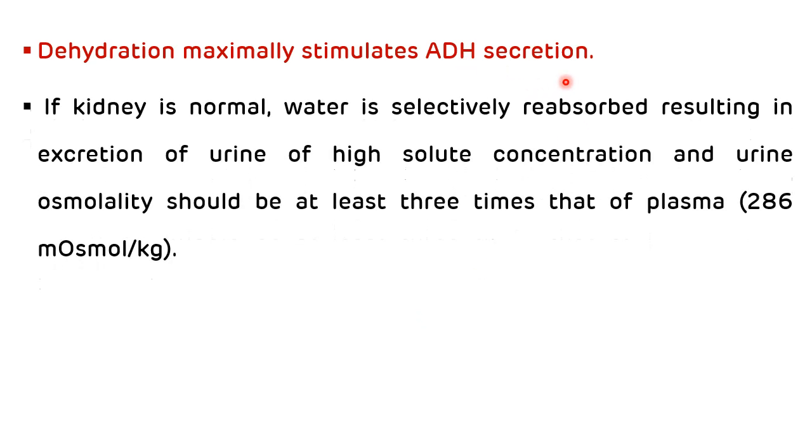Dehydration maximally stimulates ADH secretion. If the kidney is normal, water is selectively reabsorbed, resulting in excretion of urine of high solute concentration, and urine osmolality should be at least 3 times that of plasma, that is 286 milliosmol per kg.